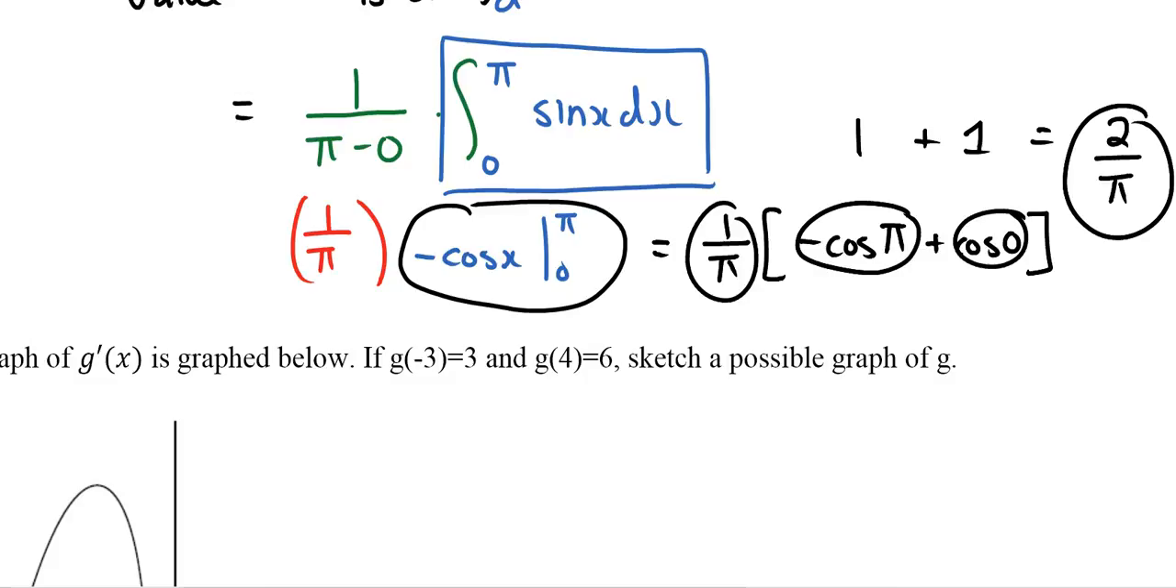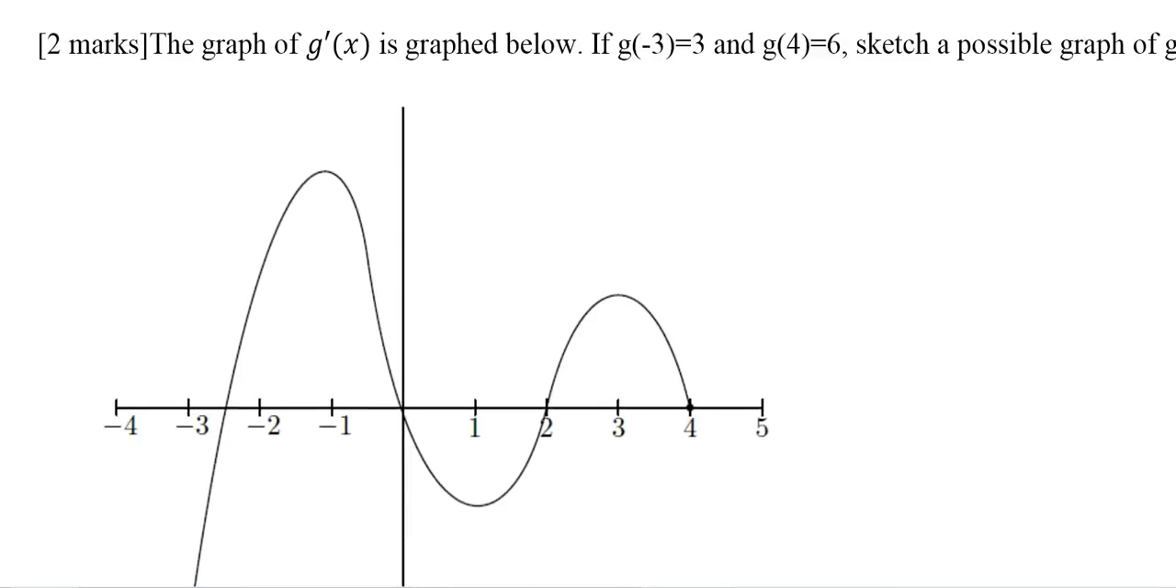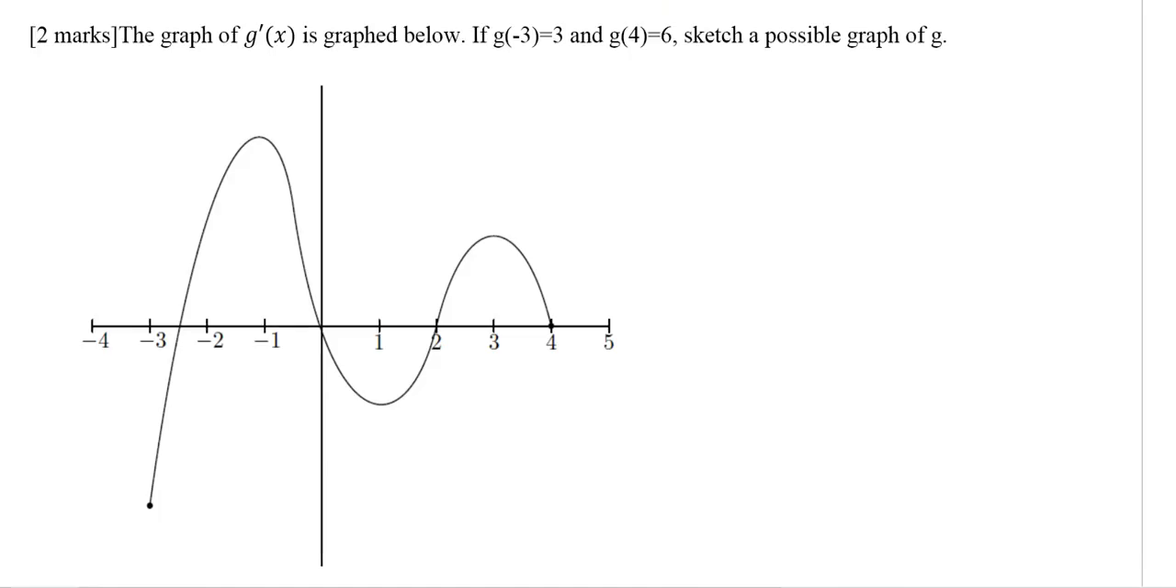Alright, let's move on. Okay, let me just zoom out here. The graph of g prime of x is graphed below. For this question, I tell you that g of -3 is 3 and g of 4 is 6. I want to sketch a possible graph of g. So this is going to be g prime of x.